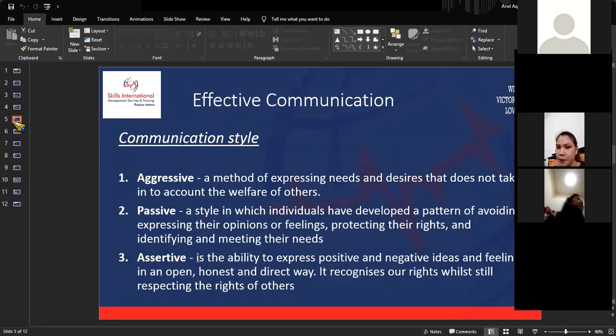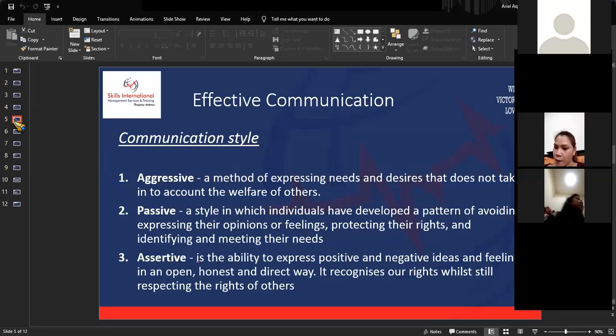So what are the communication styles? We have 3 styles of communication. Aggressive communication is a method of expressing needs and desires that does not take into account the welfare of others. So aggressive, yung parang kung makuha lang nila yung gusto nila, regardless kung ano yung ma-feel nung kausap nila, hindi nila yon tinitake into consideration.